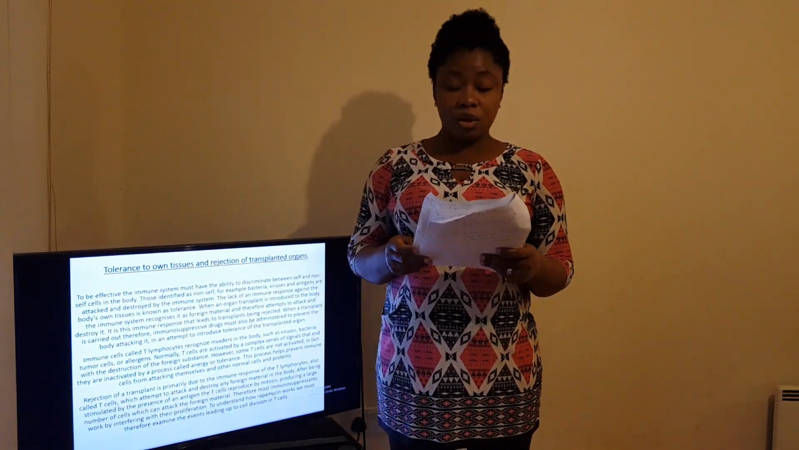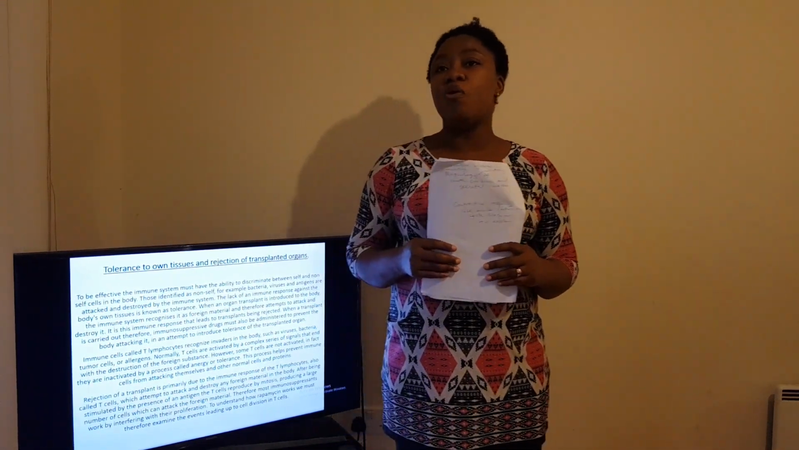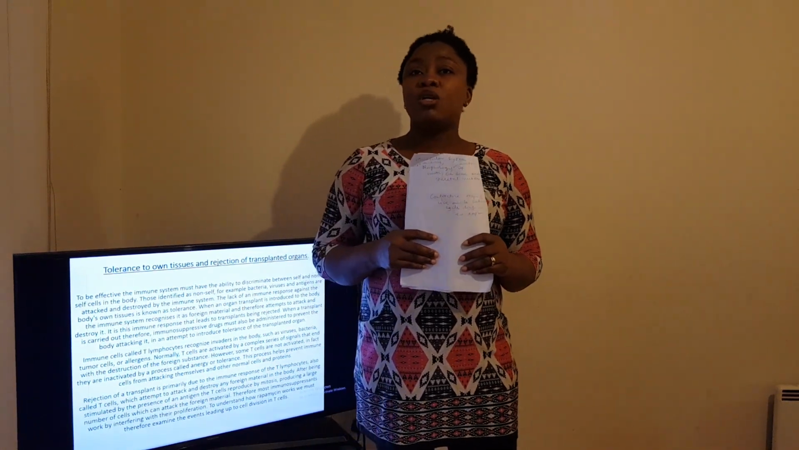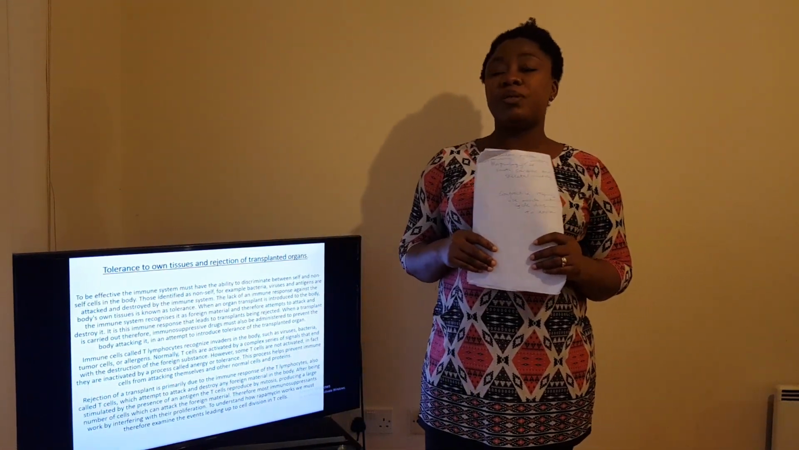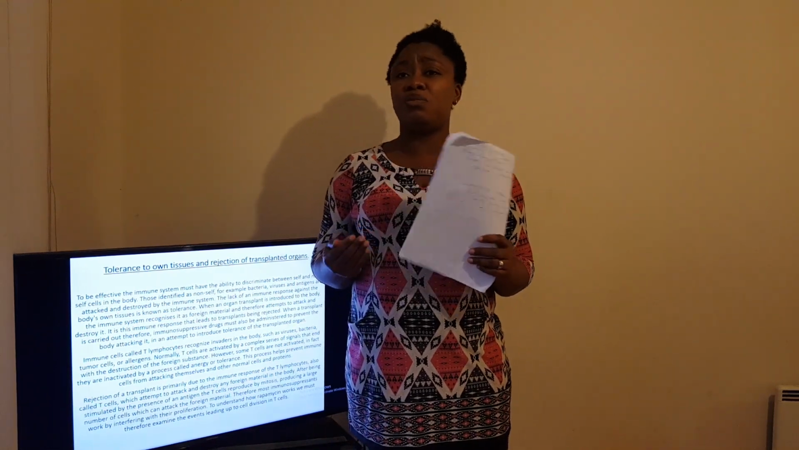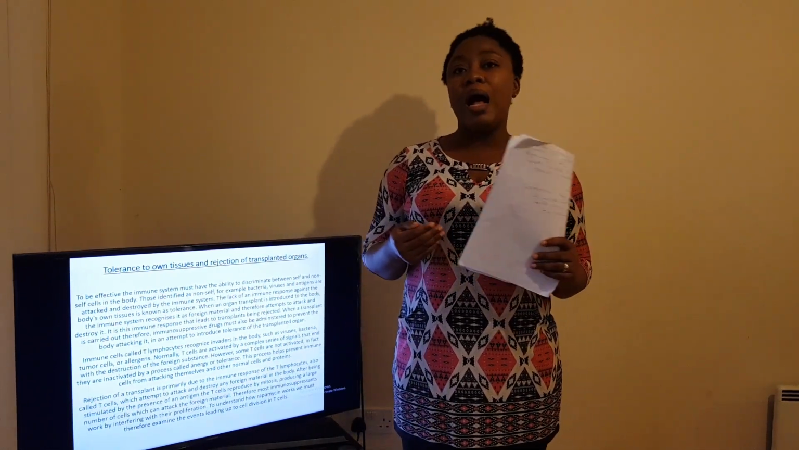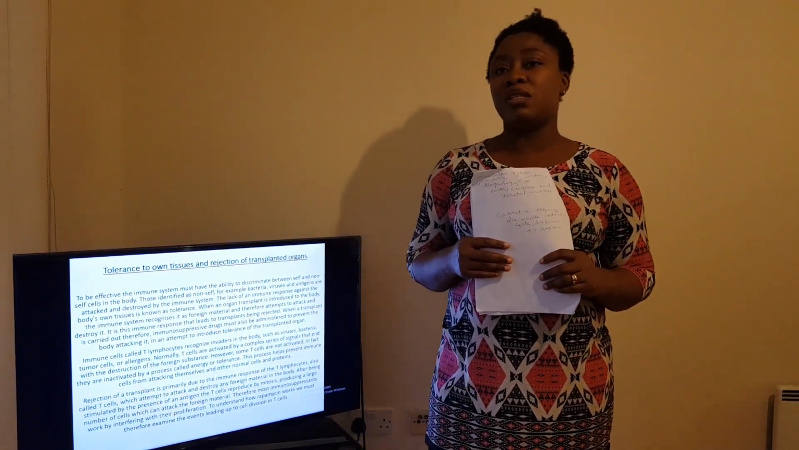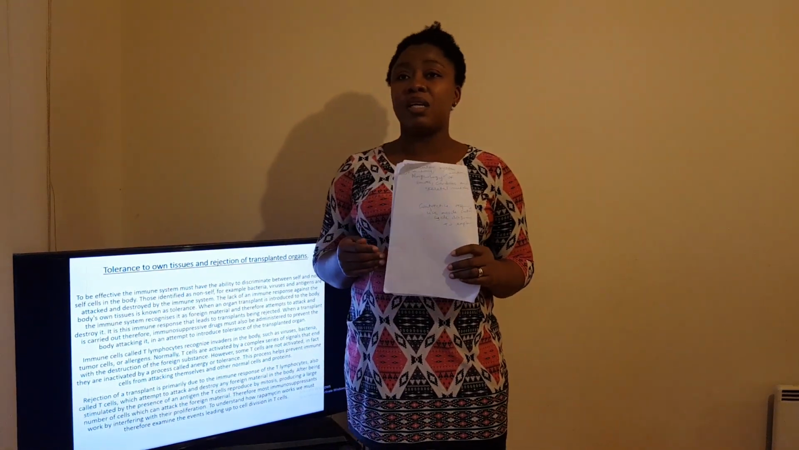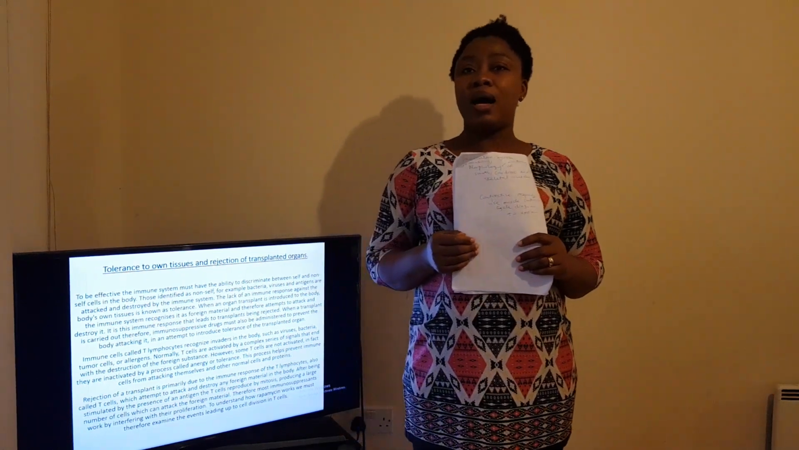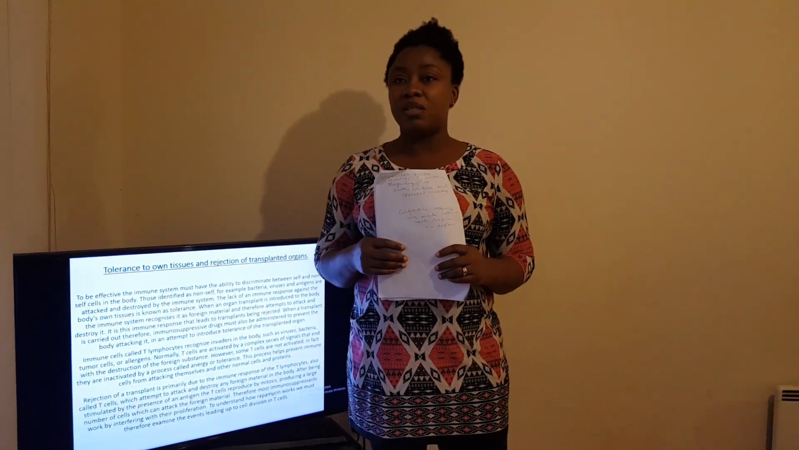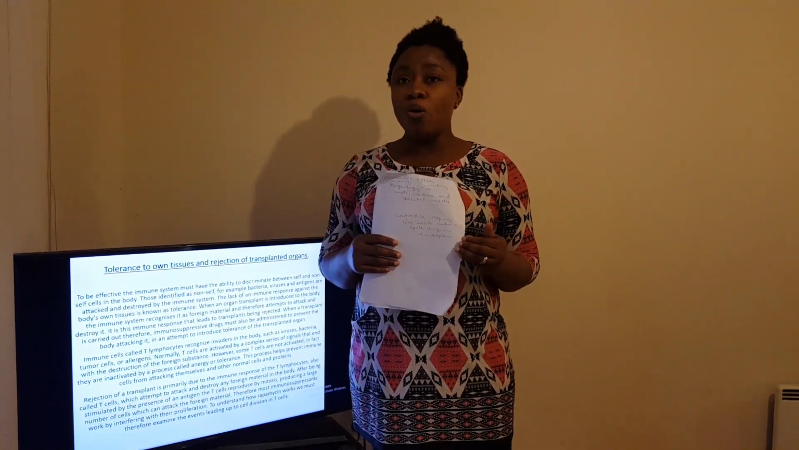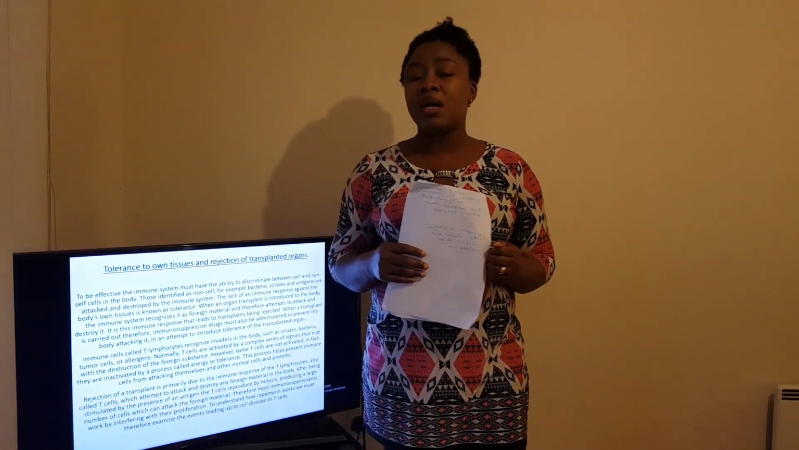And now, talking about the tolerance of own tissue and rejection of transplanted organs. To be effective, the immune system must have the ability to discriminate between self and non-self cells in the body. Those identified as non-self, for example bacteria, viruses, and antigens, are attacked and destroyed by the immune system. The lack of an immune system response against the body's own tissue is known as tolerance.